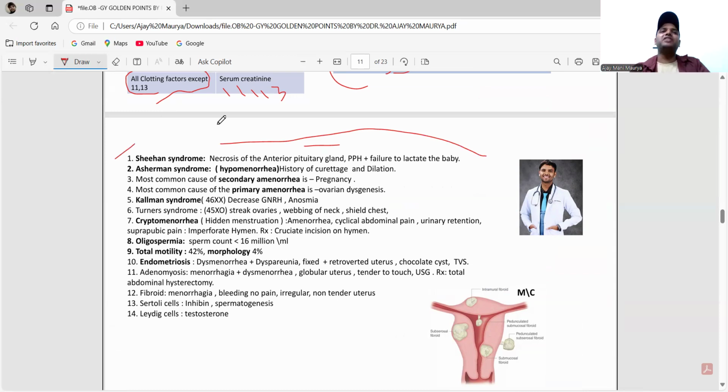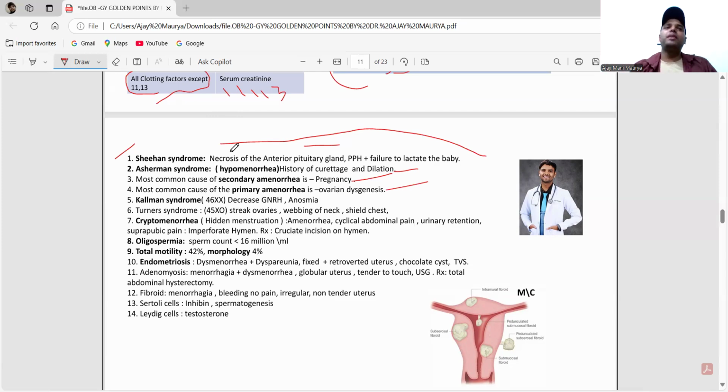Next is Asherman syndrome. Asherman syndrome is due to hypomenorrhea, with a history of curettage and dilation. Here in Asherman syndrome, you will see that there are uterine synechiae. The most common cause of secondary amenorrhea is pregnancy. The most common cause of primary amenorrhea is ovarian dysgenesis.